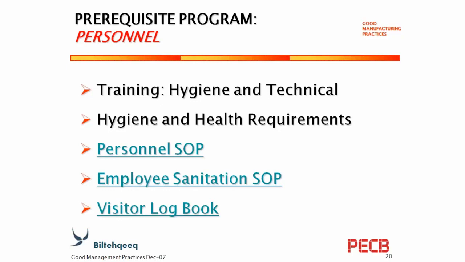You have to train them how to wear the caps, how to wash the hands, how to go inside the manufacturing plant, and they should be well aware about all the protocols of going inside the processing area or going outside the processing area. So you have to train them about all this. And if there is some visitor, you should also maintain a proper procedure for visitors, and you have to maintain the visitor logbook, because the visitors can also be a source of contamination.